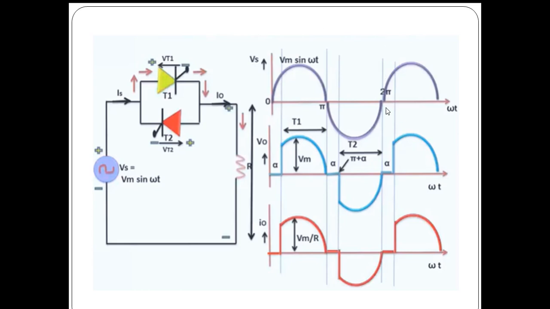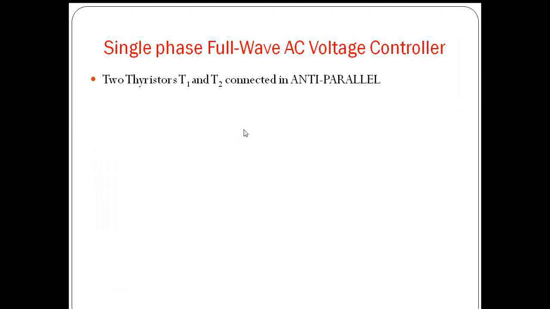At 2 pi plus alpha, T1 conducts again. We are getting output current from 2 pi plus alpha, and similarly output voltage. So the only change is we have replaced the diode with thyristor T2. Because of that, we have additional control in the negative cycle. So we are going to see the circuit operation.